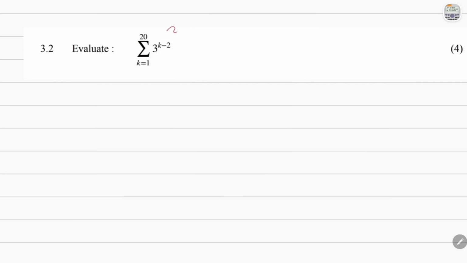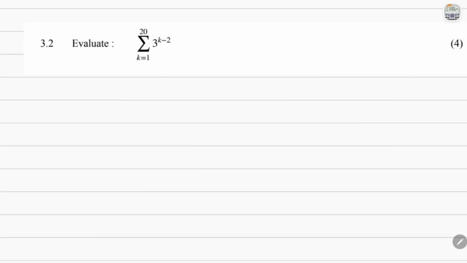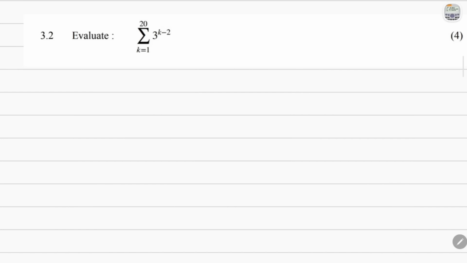Straight away you see that the k, the unknown value, is in the exponent. So this is a geometric sequence. And you can expand it, but it's not really necessary. Just focus on getting the things that you need. First, let's just put down our formula. We have two formulas for the sum of a geometric series.